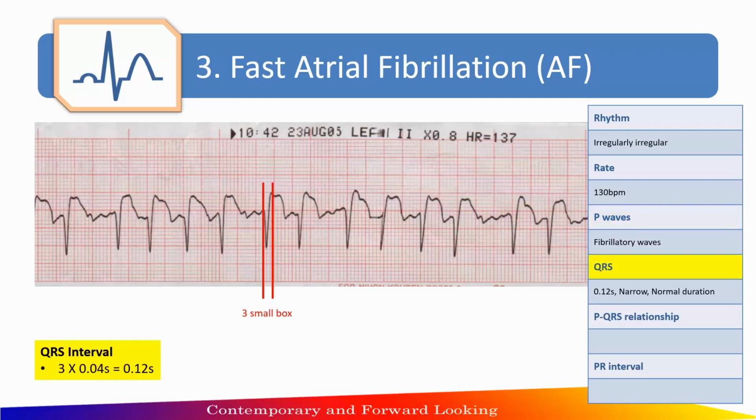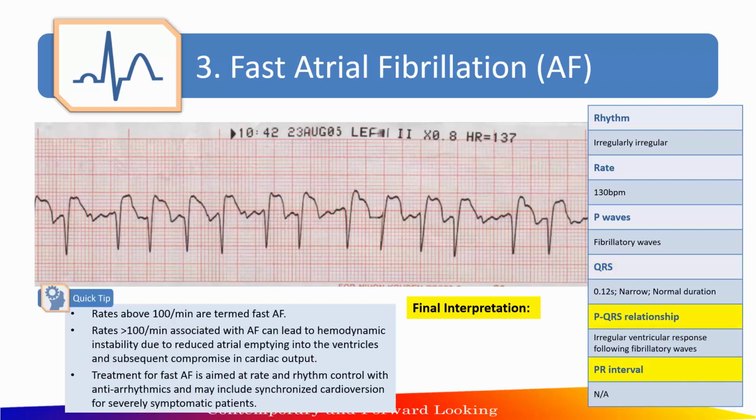The QRS interval here is measured to be 0.12 seconds, so they are narrow and within the normal interval range. There is basically no PQRS relationship and the PR interval is no longer measurable. As such, we can conclude that due to the narrow QRS waves, the rhythm shown here originates from above the ventricles. So again, we have three choices, either sinus, atrial, or junctional.